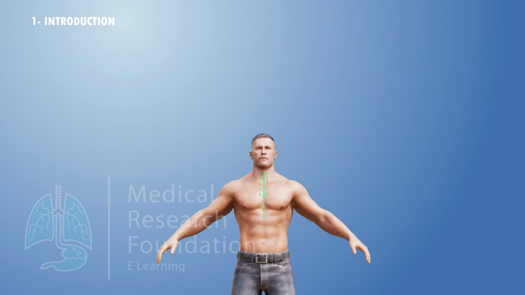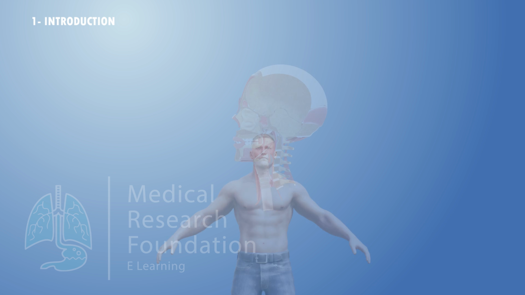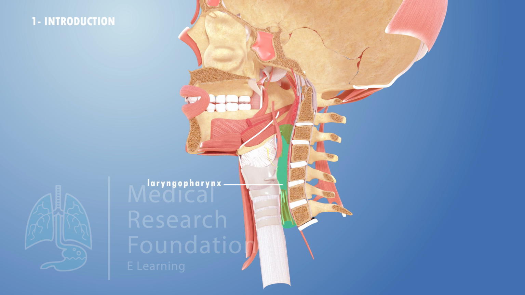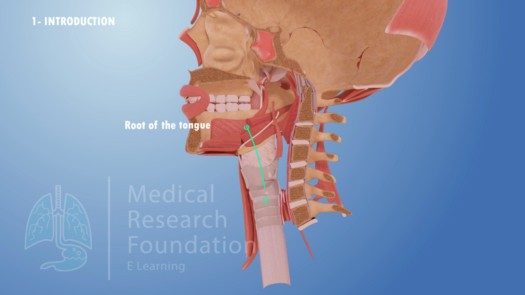The larynx is situated in the anterior midline of the upper part of the neck, in front of the laryngopharynx. It extends from the root of the tongue to the trachea and lies in front of the 3rd, 4th, 5th, and 6th cervical vertebrae.